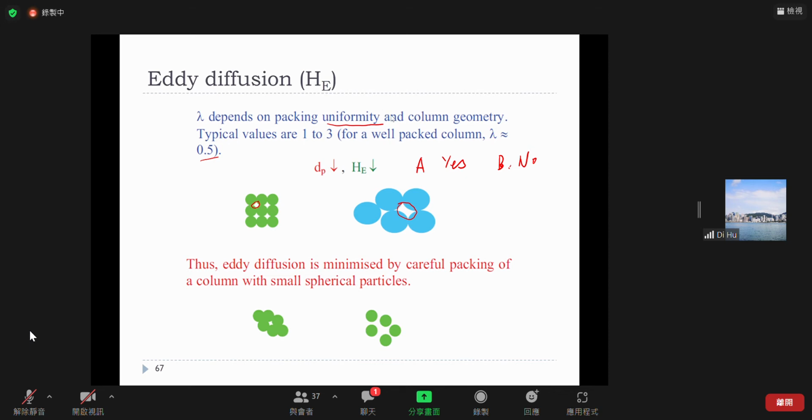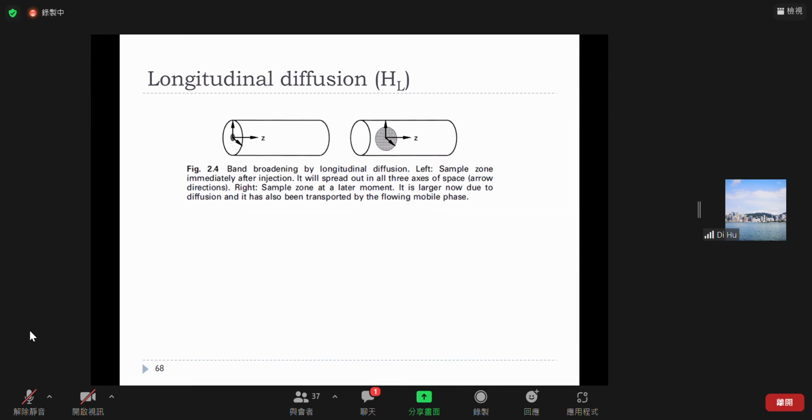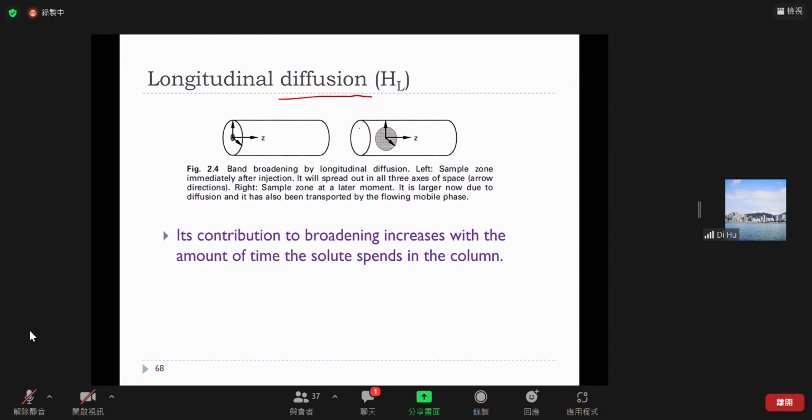Now let's move on to the second term. The second term is longitudinal diffusion. What is longitudinal diffusion? We can say it is diffusion along the way. This figure illustrates the band broadening caused by longitudinal diffusion. So this is a start point, okay? It's a start point, but we know that compounds have the tendency to what? To diffuse from the most concentrated part to the diluted area around, right?